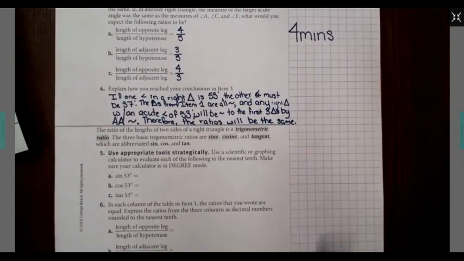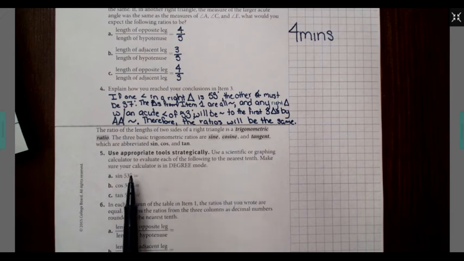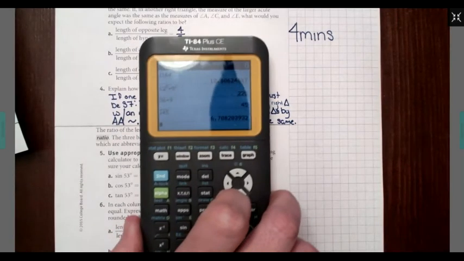Number 5. Use appropriate tools strategically. Use a scientific or graphing calculator to evaluate each of the following to the nearest tenth. Make sure your calculator is in degree mode. Let's go ahead and take a look at how to do that real quick.